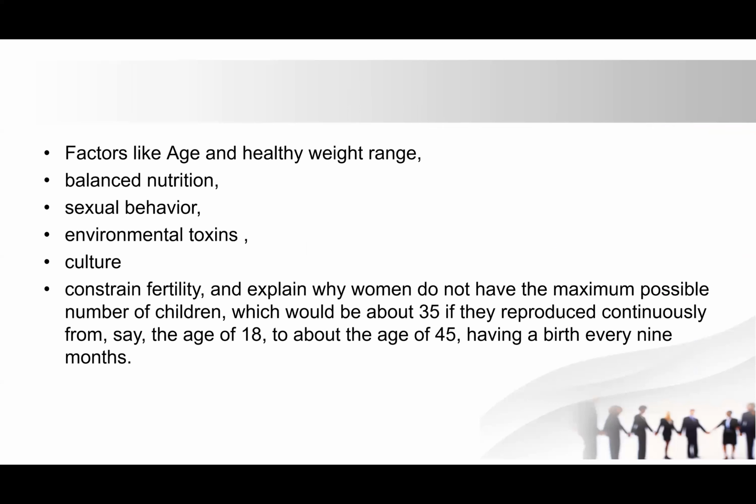Factors like age and healthy weight range, balanced nutrition, sexual behavior, environmental toxins, and culture constrain fertility, and explain why women don't have the maximum possible number of children, which could be about 35 if they reproduced continuously from the age of 18 to about the age of 45, having a birth every 9 months.